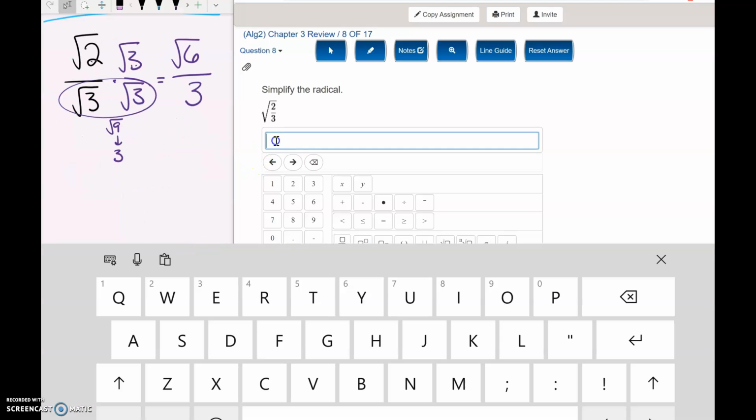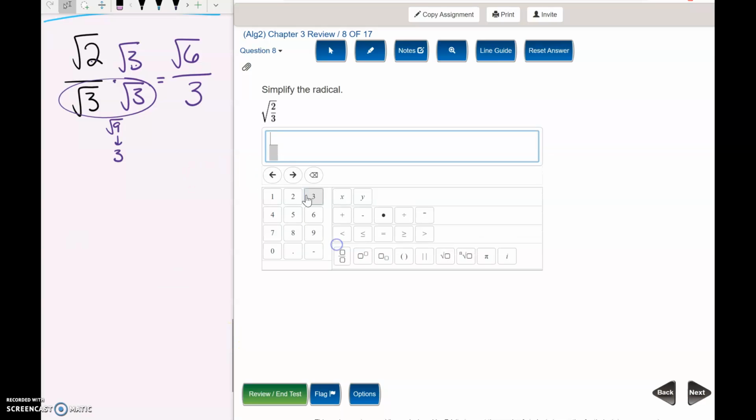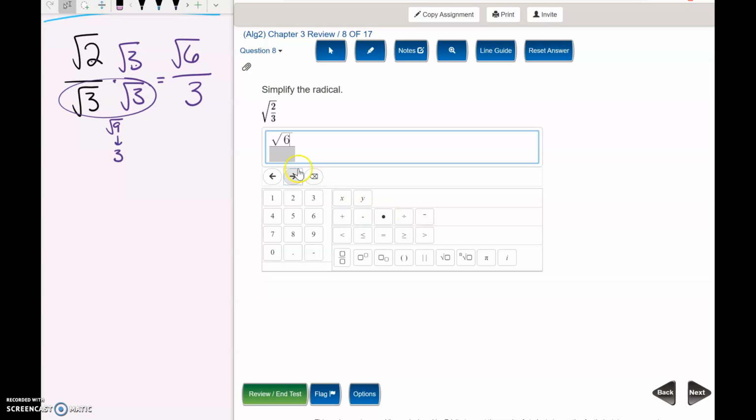So on this one, I would recommend that you do the fraction button first to get the top and the bottom. And then on the top, do the square root of 6, and then click to the bottom and put in your 3.